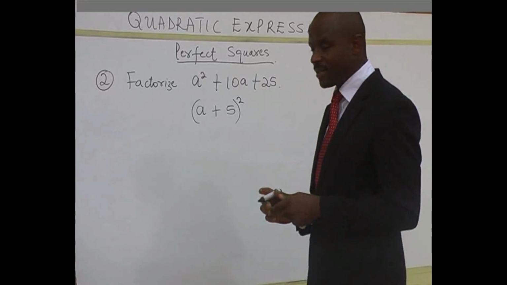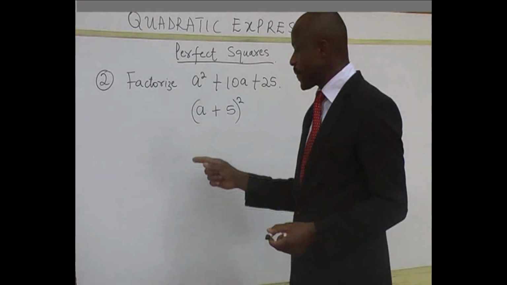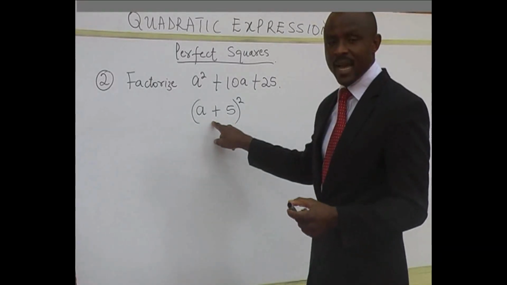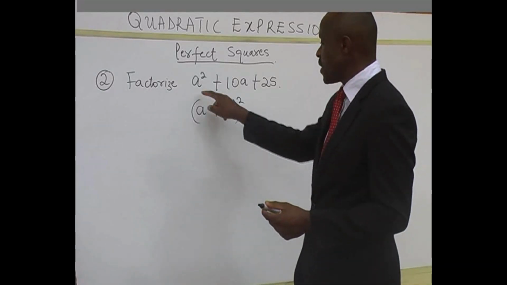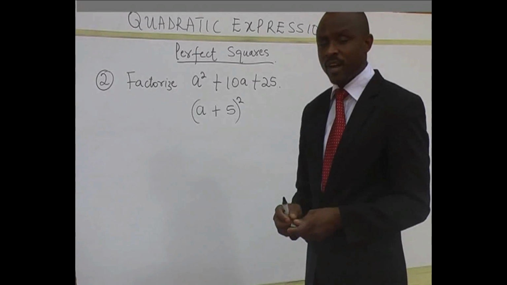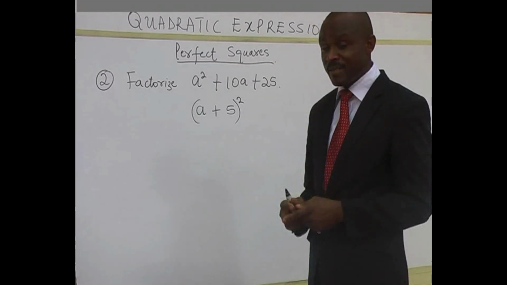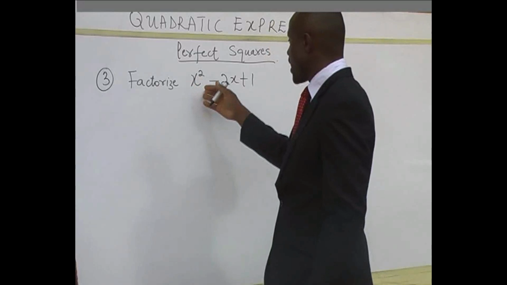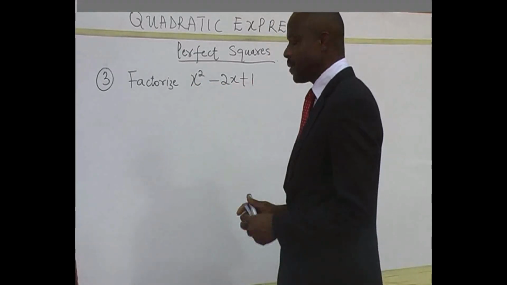I give you an assignment. Go down there and expand this and discover if you are going to get the original expression we have. Whatever you get, communicate to me. Factorize x squared minus 2x plus 1.